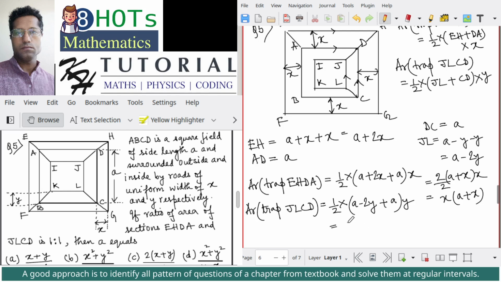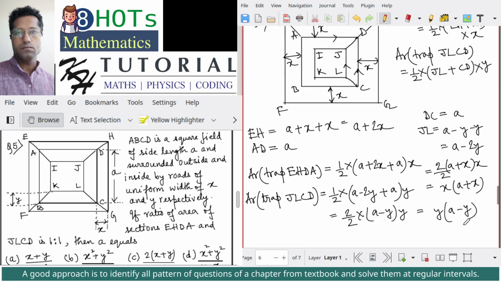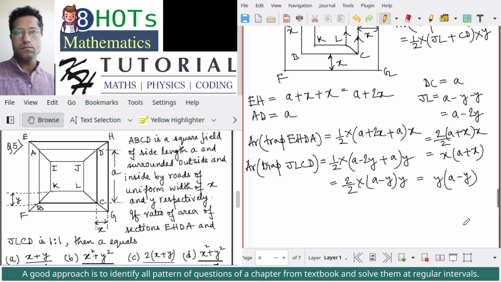If we take 2 common out, factor out, we will have a minus y multiplied by y. This is y multiplied by a minus y. Okay, so we have found the area of these two sections in terms of a, x and y. Now it is given that these two areas are equal.